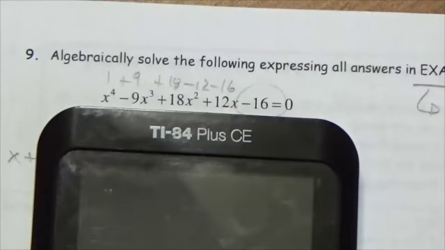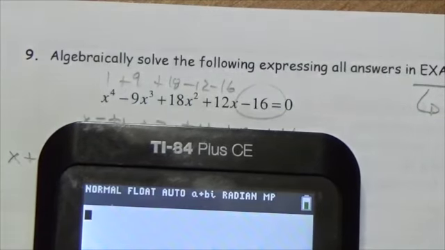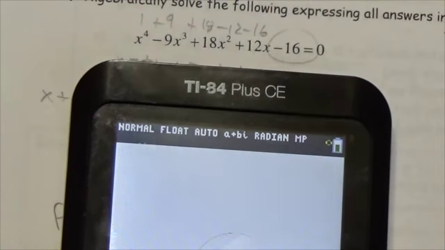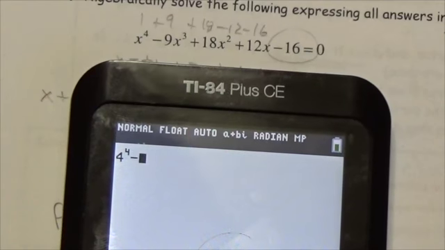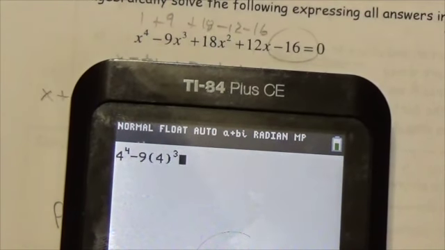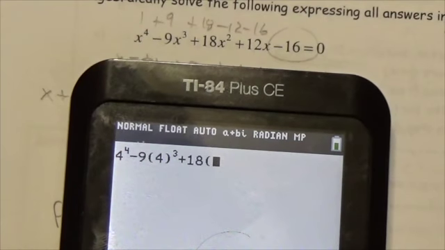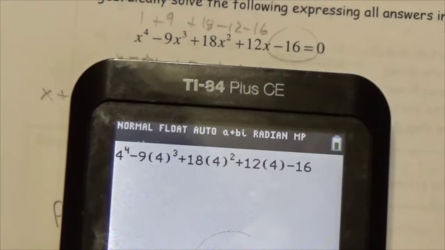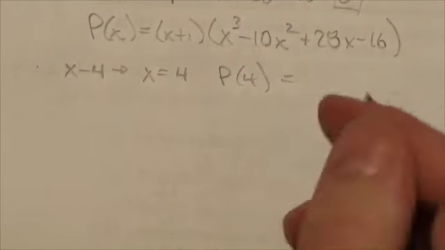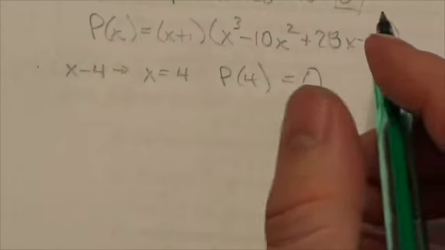Okay, so there's my function right there. I'm going to plug 4 into that. So 4 to the 4th minus 9 times 4 cubed plus 18 times 4 squared plus 12 times 4 minus 16, and that should be 0. Good. So I know that that does become 0.